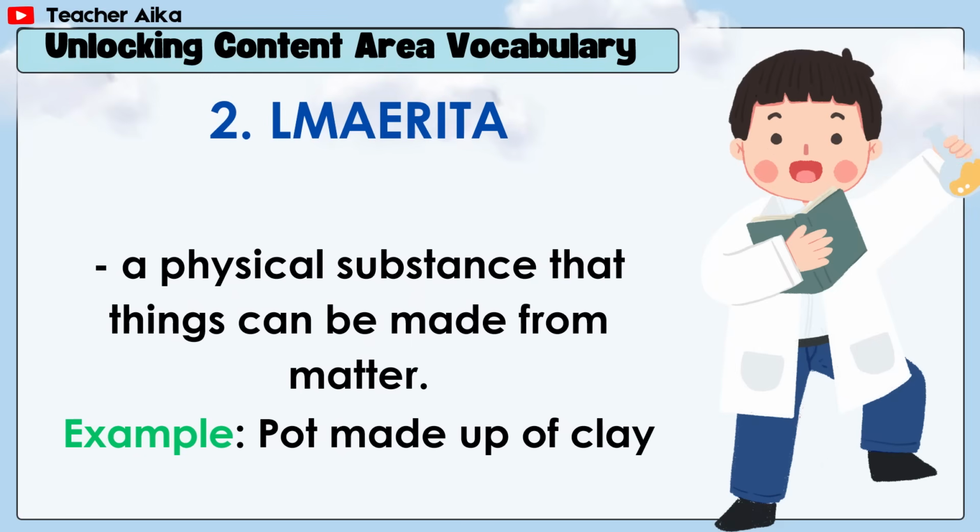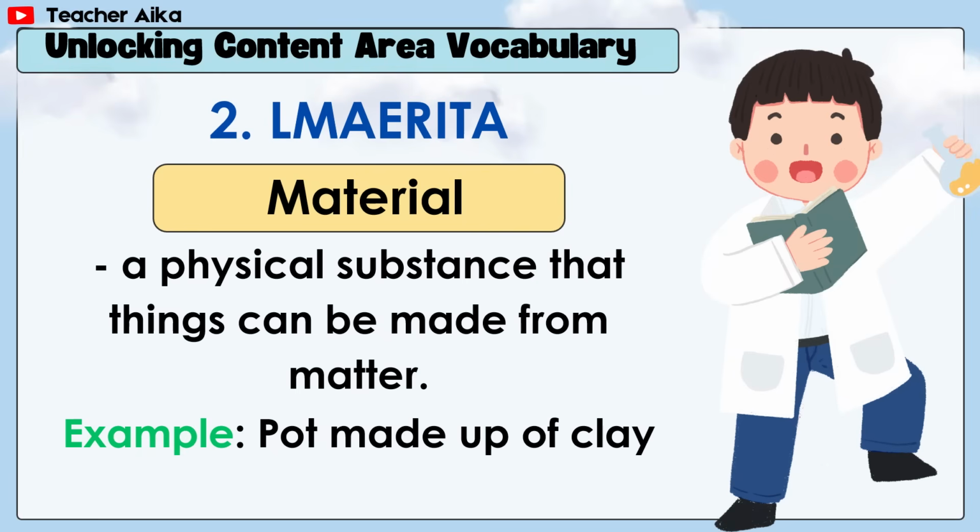Number 2. A physical substance that things can be made from, matter. Example, pot made up of clay. Answer: material.